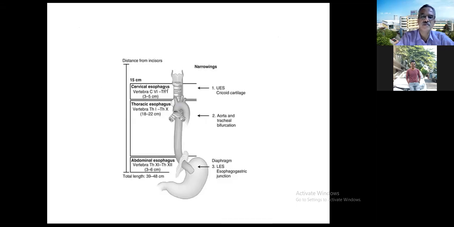So this image represents the lower border of the cricoid cartilage where the esophagus starts, and the esophagus is divided into three segments: the cervical segment, the thoracic segment, and the abdominal esophagus, which will be discussed in the upcoming slides.